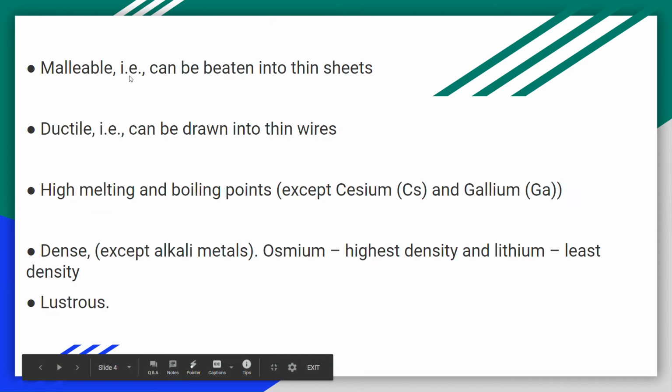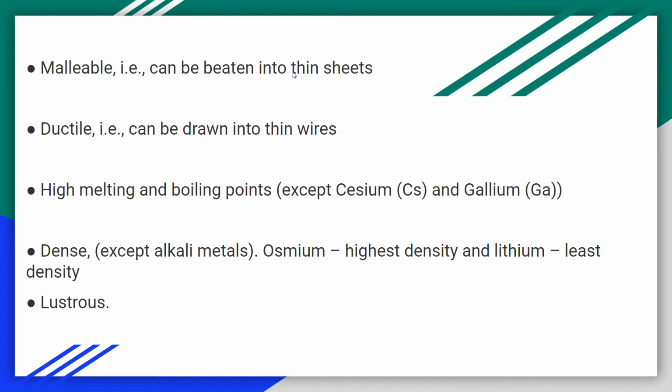Metals are malleable, as they can be beaten into thin sheets. Metals are ductile, that they can be beaten into thin wires. They have high melting and boiling points, but there are some exceptions, like calcium and gallium. They have very low melting point. They have so low melting point that if you keep one of them on your hand, they will melt.